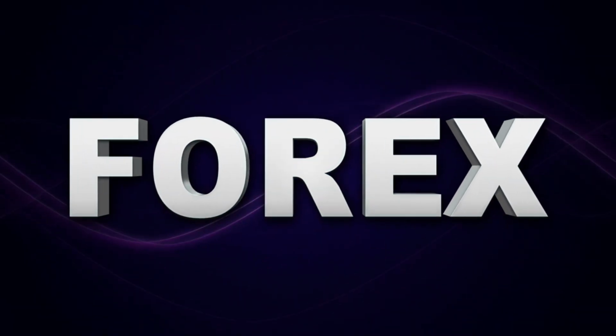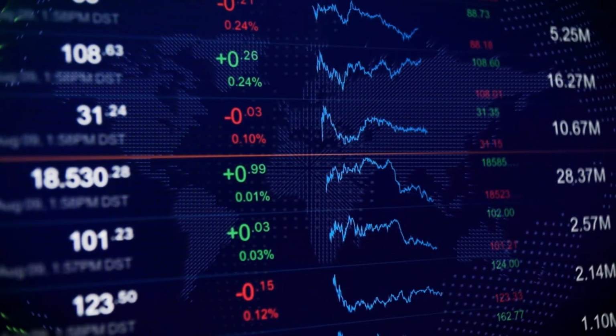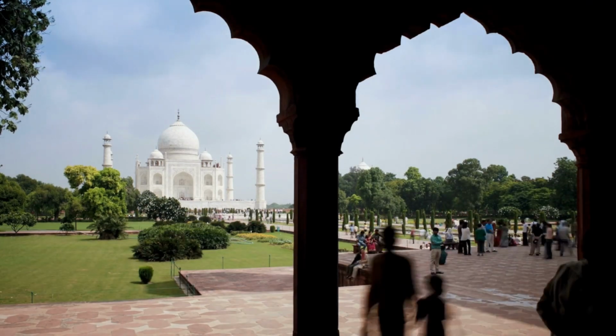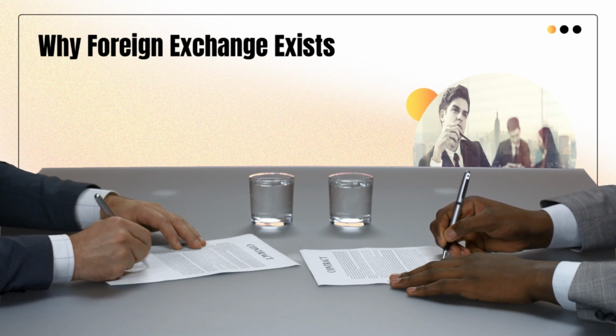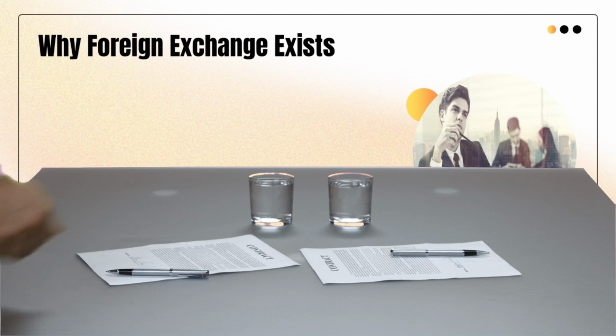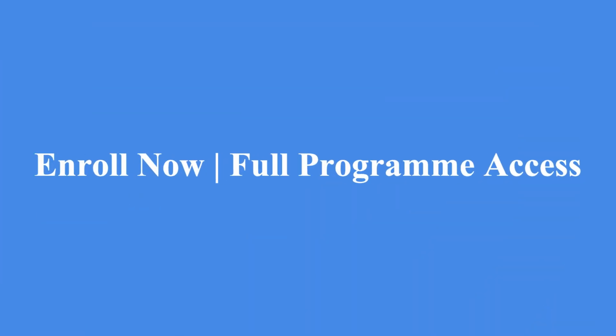Foreign exchange, or Forex, is the mechanism that makes international transactions possible. It allows tourists to spend money abroad, exporters to receive payment in foreign currency, investors to buy assets across borders, and central banks to manage exchange rate stability. Forex is what enables one currency to be exchanged for another, so international trade and finance can function smoothly. So remember, Forex exists because trade goes beyond borders, but currencies don't. In the next slide, we'll look at some real-life examples where foreign exchange is used in everyday scenarios.